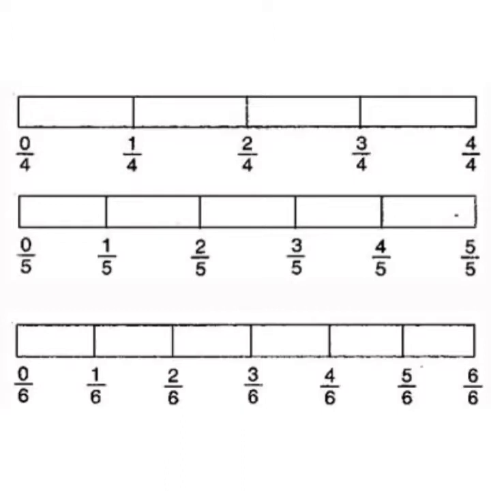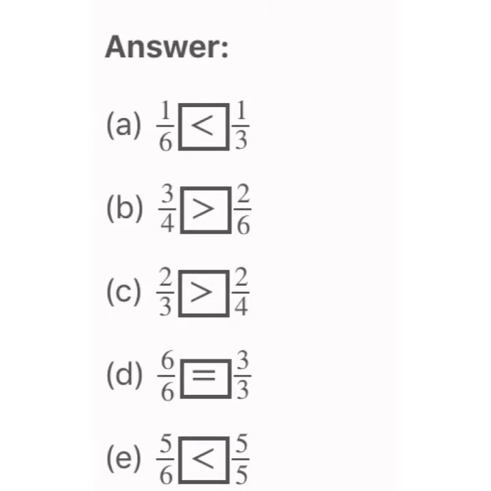fractions. Children, you can see here some pairs of fractions are given to you and we have to find out which are the smallest and which are the greatest ones, or which are the equal ones. Children, see the first one, 1 by 6 and 1 by 3. Children, you just observe the figures which are given and see 1 by 3.